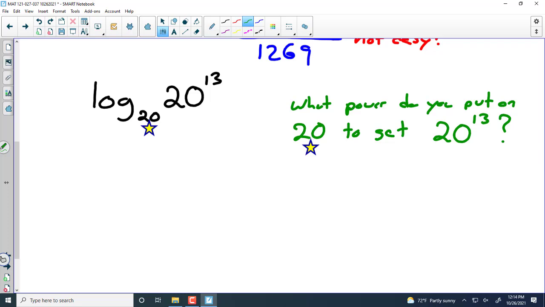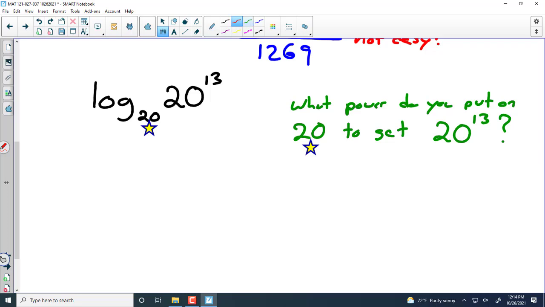When I write it like that, it should almost seem like a ridiculous question. Hey everyone, what power would I put on 20? What power would I write right up here so it looks like this? Think about that, everyone. What power would I write right here, in this spot right here, so it looks just like this one? 13. This is asking, what power do you put on 20 to get 20 to the 13th power?